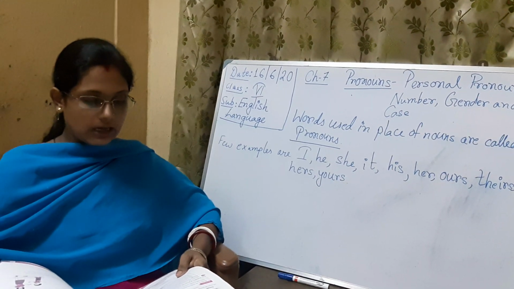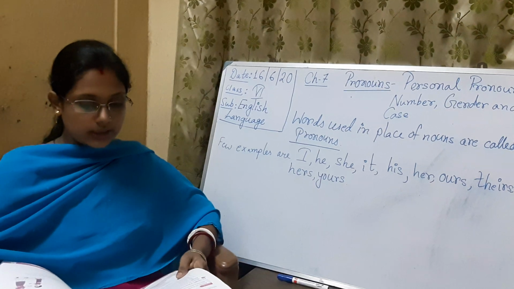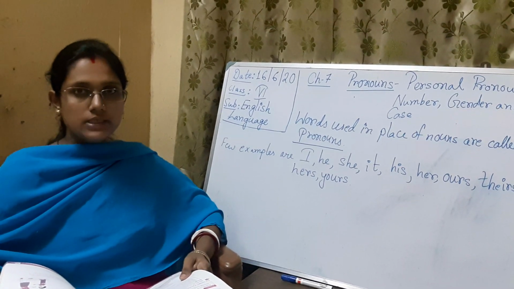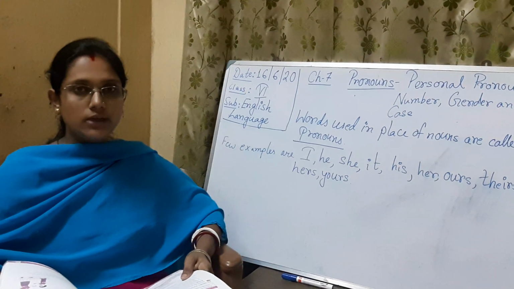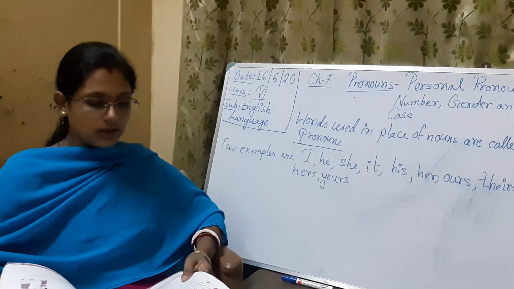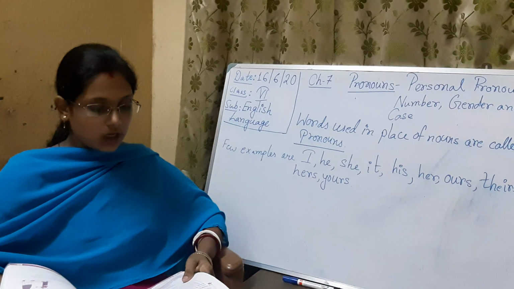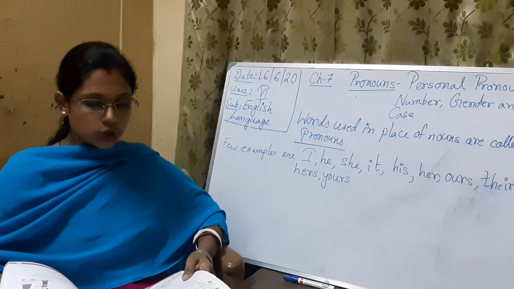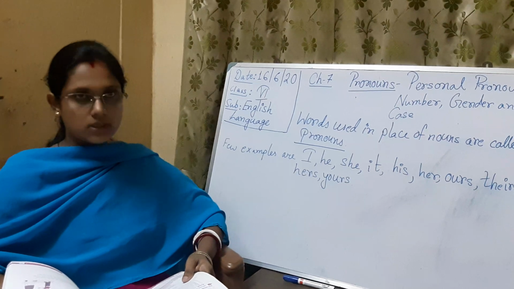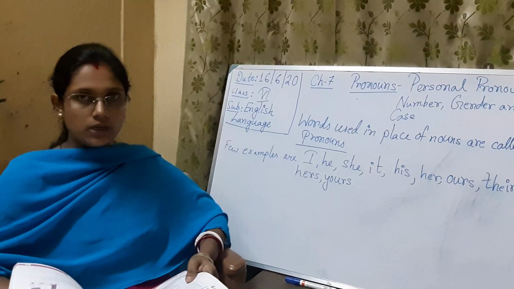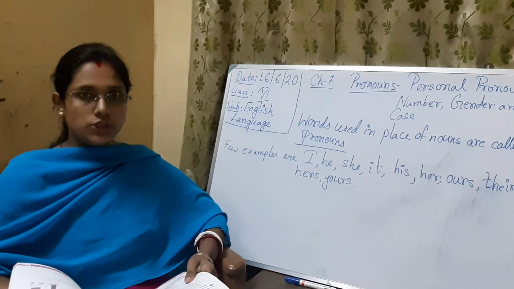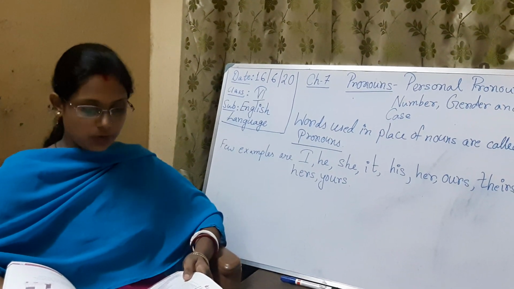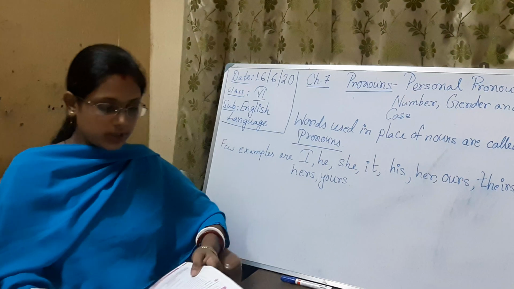Number 2 sentence. Rita and Sita are twins. They study in the same class. Here the pronoun is they. T-H-E-Y. They. Please underline they. Then number 3. She was crying because she was lost in the forest. Two times she is used. Please underline she. She was crying and she was lost. She is the pronoun.